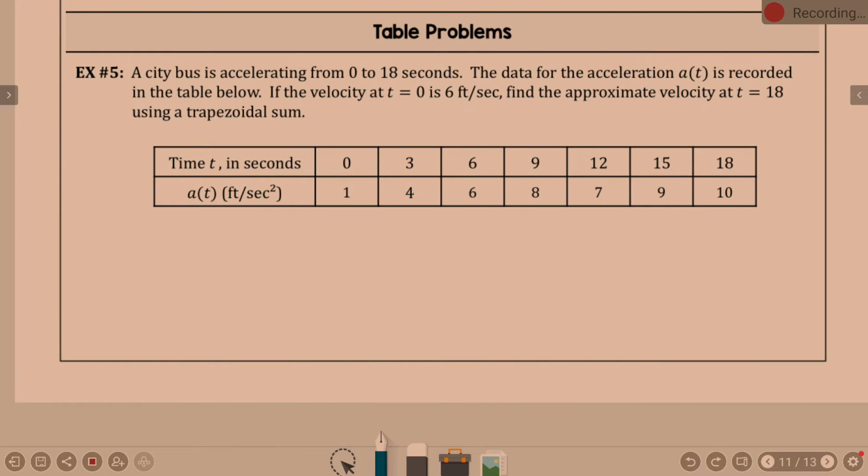Okay. Table problems. Yay. Table problems are a thing. AP sees them as a thing. A city bus is accelerating from 0 to 18 seconds. The data for the acceleration, A of t, is recorded in the table below. If the velocity at t equals 0 is 6 feet per second, find the approximate velocity at t equals 18 using a trapezoidal sum.